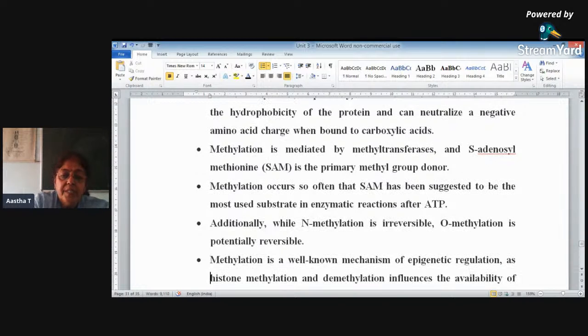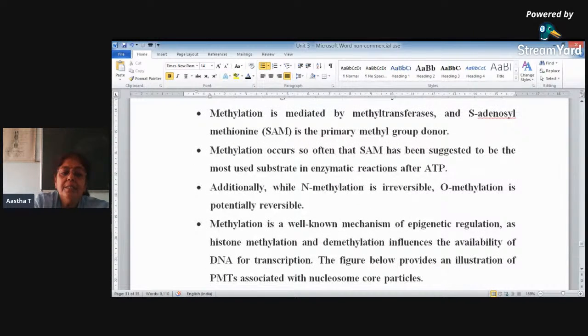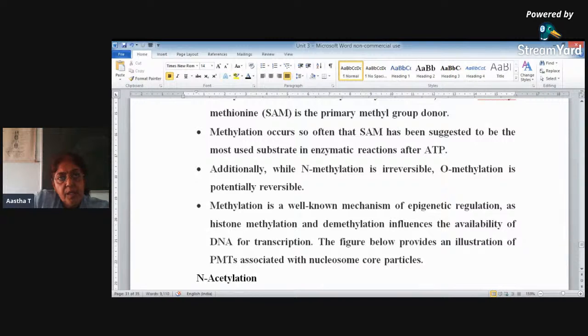N-methylation is irreversible, while O-methylation is reversible. So methyl group जर N अमाइन टर्मिनलला अटॅच असेल तर मग, किंवा नायट्रोजनला अटॅच असेल तर it becomes irreversible. But if it is attached to oxygen, it is a reversible process.